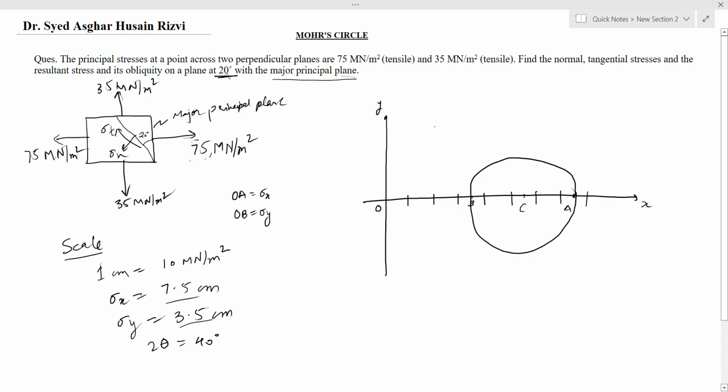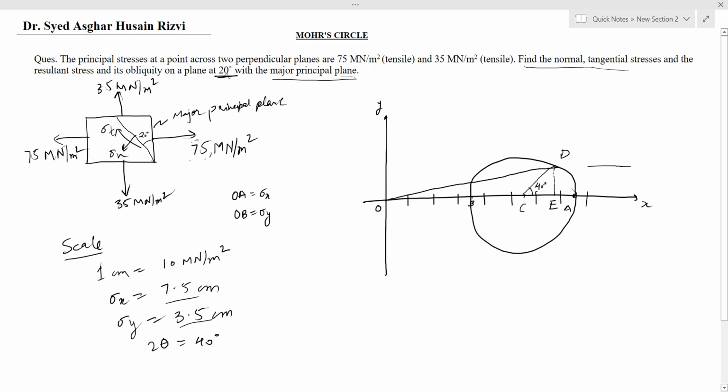And now, since we have to find out the value of normal, tangential and resultant stress, and the oblique plane is at 20 degree with the major principal plane, from C we will use the protractor and we will mark 40 degree, and we will extend this line such that it meets the Mohr circle at point D. This is 40 degree, and from D we will drop a perpendicular on x-axis and we will mark this point as E. We will join point O and D.